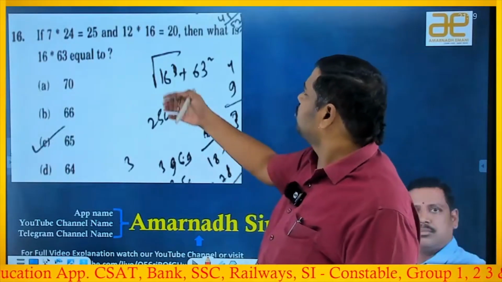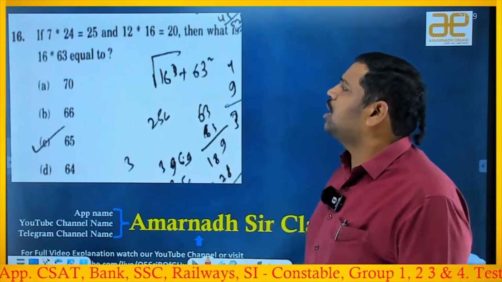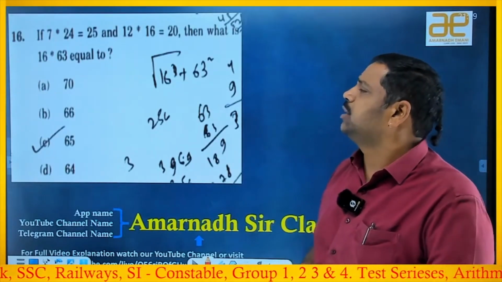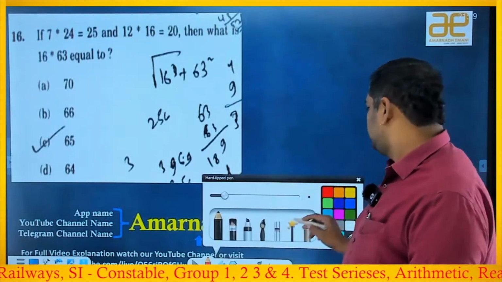Okay, this is some students' answer. Keep it aside. 7 star 24 is equal to 25. 12 star 16 is equal to 20. Then what is 16 star 63? It's a very simple and funny question actually if you observe.